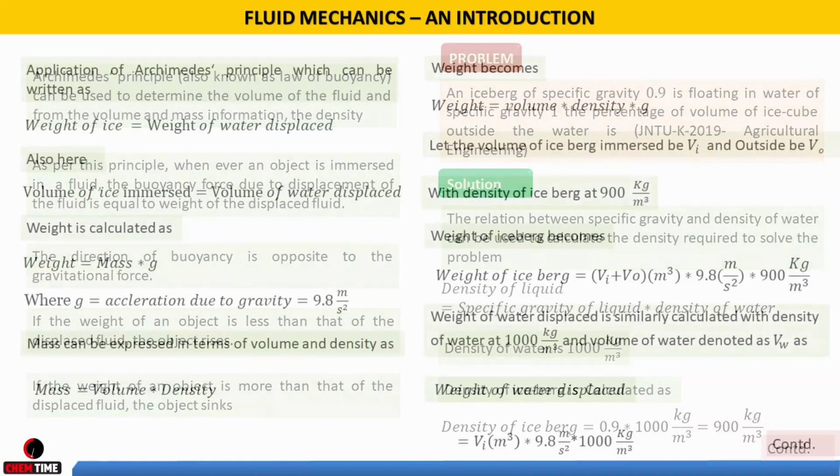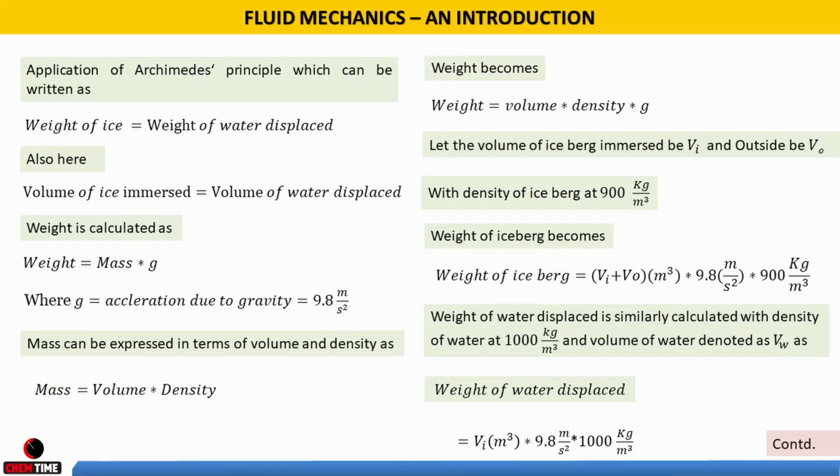Now, if you apply Archimedes principle to this problem, weight of ice will be equal to weight of water displaced. Volume of ice immersed will be equal to volume of water displaced as per Archimedes principle. And weight can be calculated as mass into g. G is acceleration due to gravity, and mass can be calculated as volume into density. As a result, weight becomes volume into density into g.